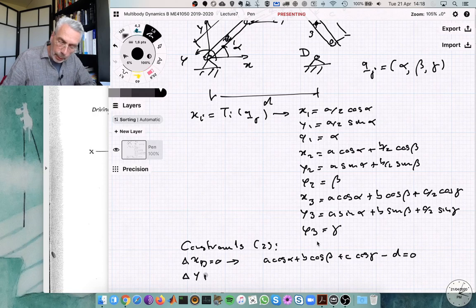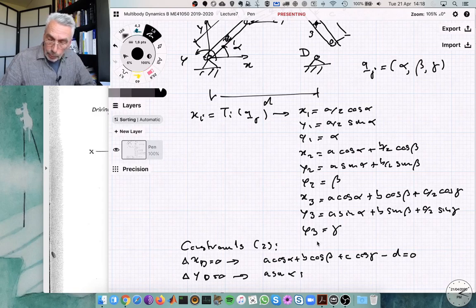And the delta y at d is 0. Becomes then everything with a sine alpha plus b sine beta plus c sine gamma, and the distance here is 0, so it should be 0.